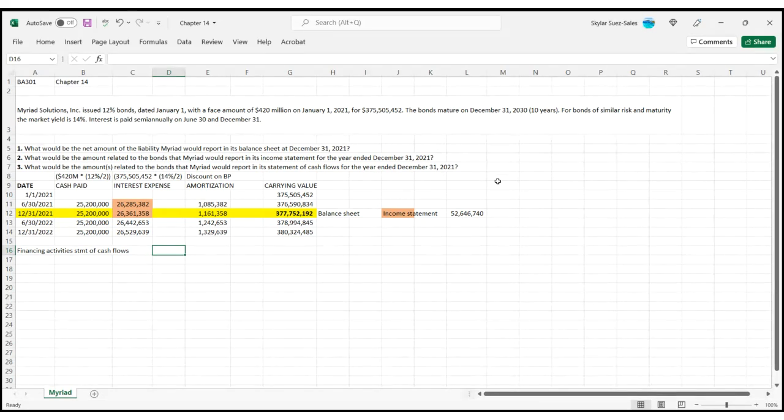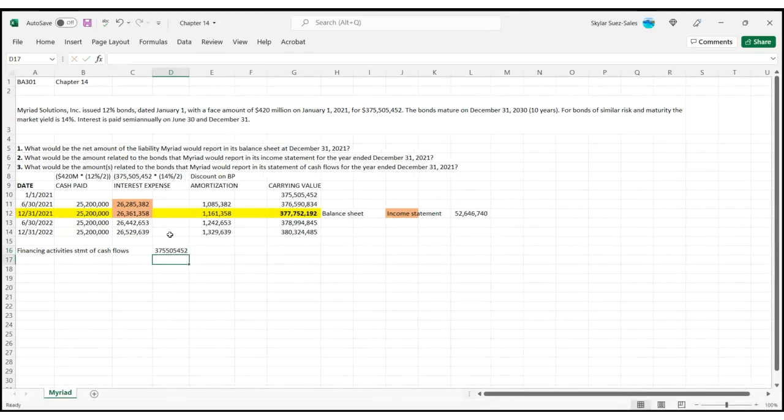Were any amounts received from creditors? Yes. Would it be the 375 million? Yes, that's exactly the amount that was received from creditors.